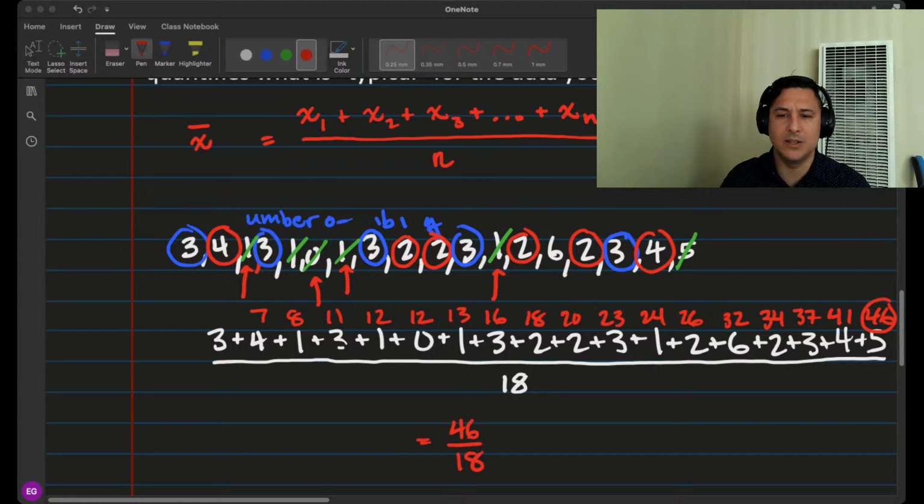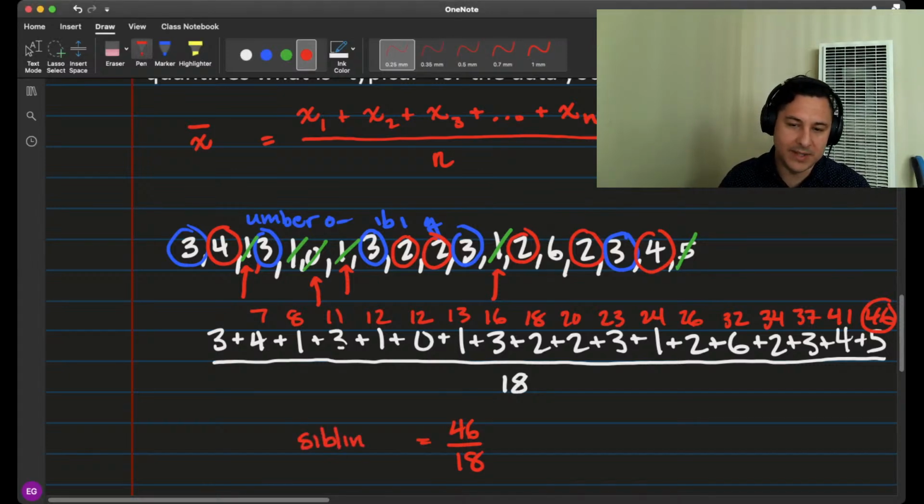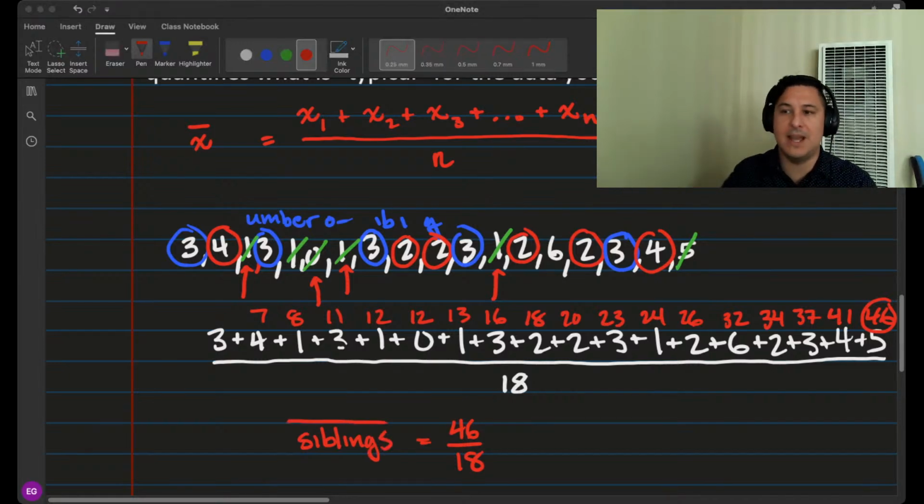So you get 46 over 18 is the average number of siblings. So I'm going to write siblings with a little line over it. That's how you know you're talking about the mean of siblings. I should say mean, not average. And now I'm going to plug that into a calculator. Let's see what 46 divided by 18 is. It's about 2.55.